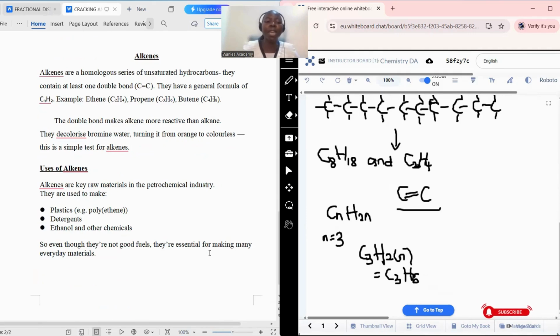So let's look at the uses of alkenes. Alkenes are key raw materials in the petrochemical industry. They are used to make plastics, they are used to make detergents, ethanol, and many other chemicals. So alkenes are very useful in the chemical industry. So even though they are not good for us, they are very, very essential for making everyday materials.